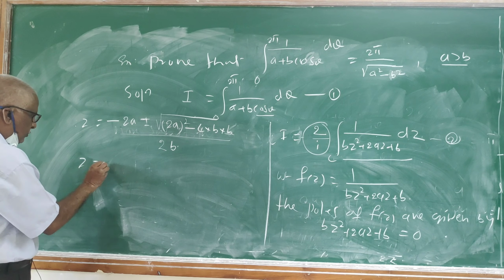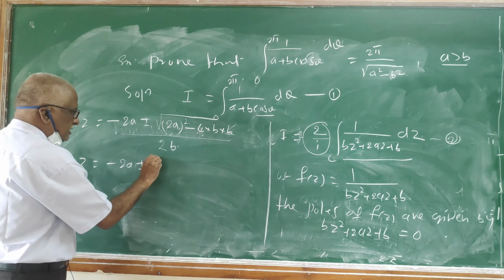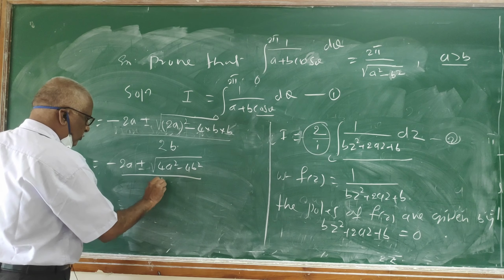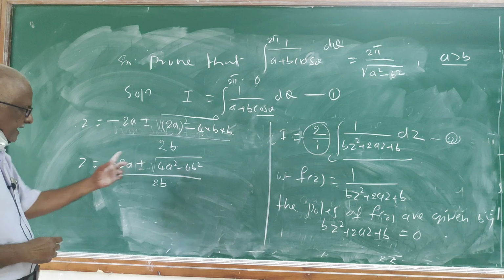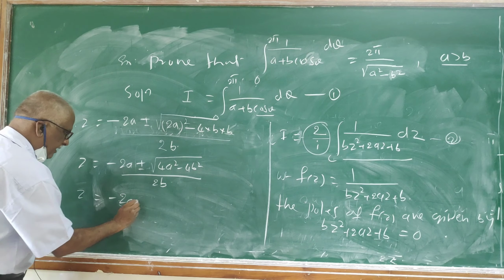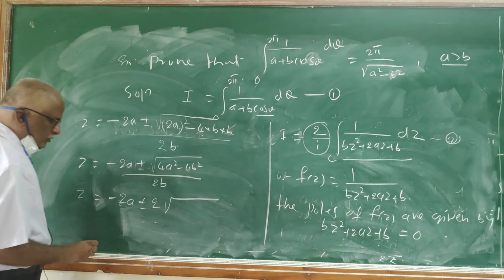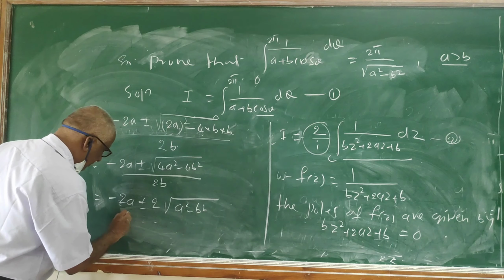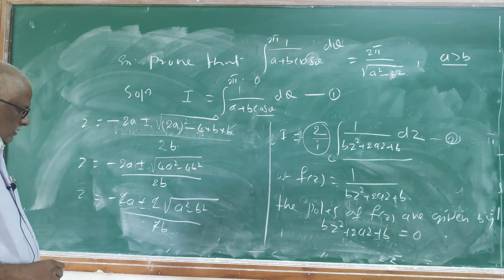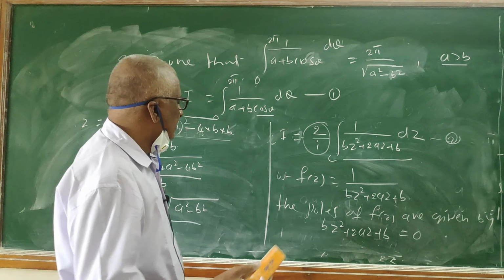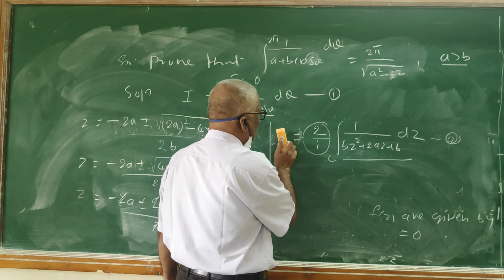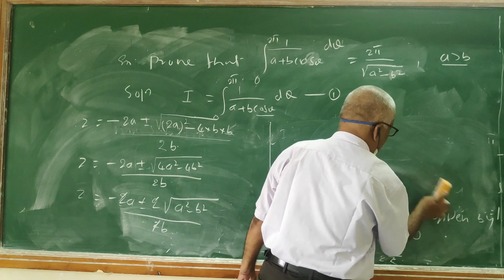Simplify here, that is z is equal to minus 2a plus or minus square root of 4a square minus 4b square divided by 2b. So under the bracket here 4 is common. Take it outside here. Square root of 4 is 2. So that we have z is equal to minus 2a plus or minus 2 into square root of a square minus b square divided by 2b. So that 2 all gets cancelled from both numerator and denominator.